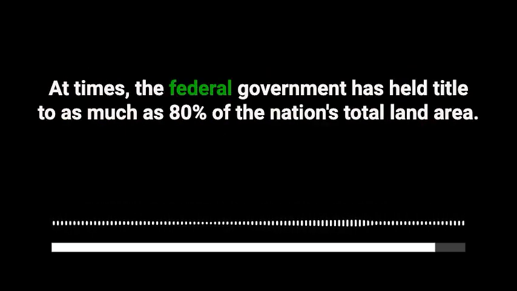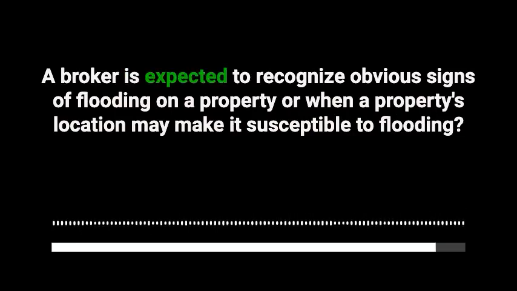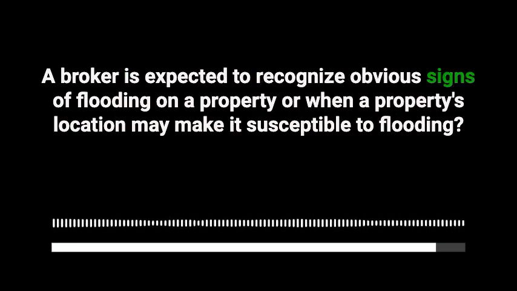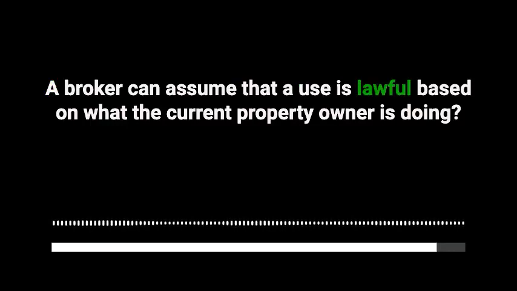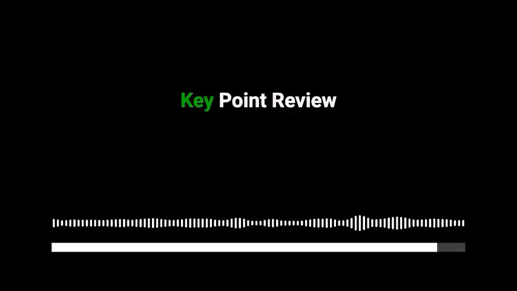At times, the federal government has held title to as much as 80% of the nation's total land area. A broker is expected to recognize obvious signs of flooding on a property, or when a property's location may make it susceptible to flooding. True or false: a broker can assume that a use is lawful based on what the current property owner is doing. False. Key point review.